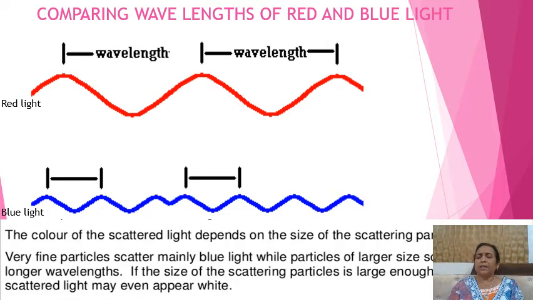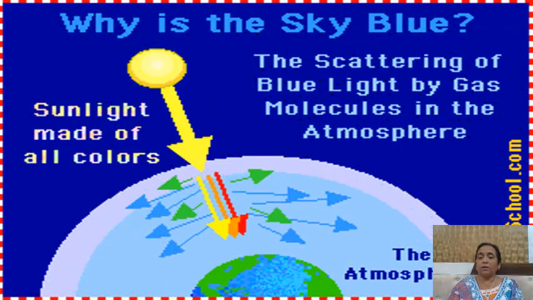The color of the scattered light depends upon the size of the scattering particle. Very fine particles scatter mainly blue light, while the particles that are large in size will scatter longer wavelengths. If the size of the scattering particles is large enough, the scattered light may even appear white.